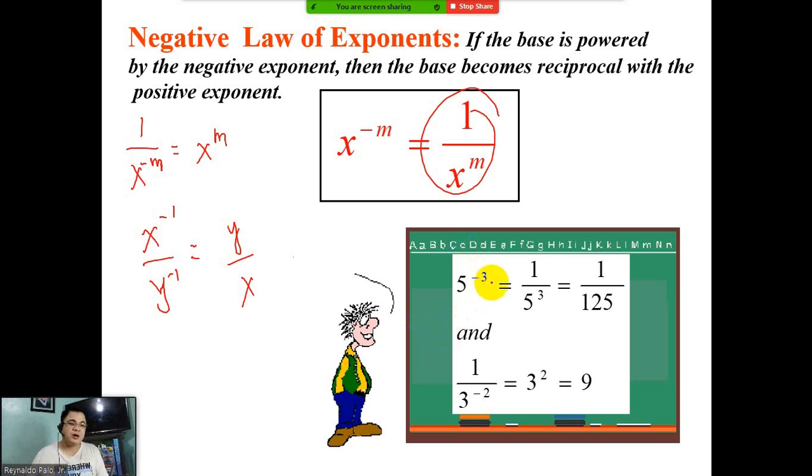Next, 5 raised to the power of negative 3, reciprocate, it will become 1 over 5 cubed. So 5 cubed is 125. That's why our final answer here is 1 over 125. And then we have 1 over 3 raised to the power of negative 2. Reciprocate, you will be getting an answer of 3 squared. And then 3 times 3 is equal to 9. Take note of that. You cannot simplify if there is a negative exponent.